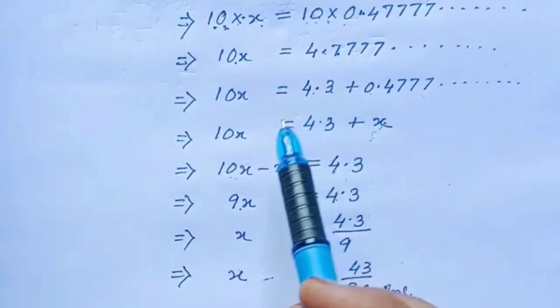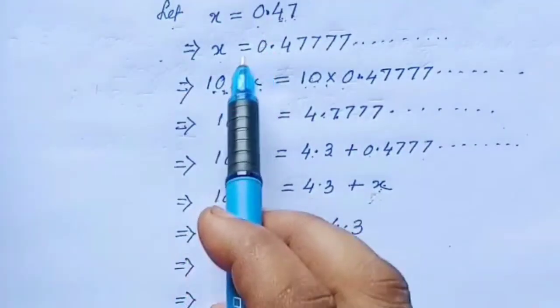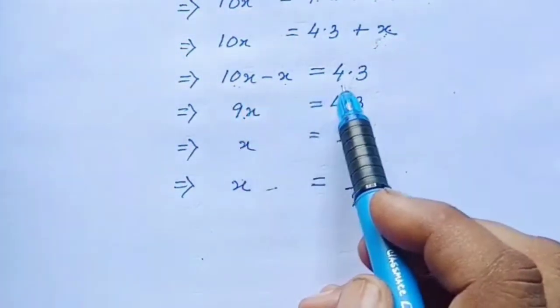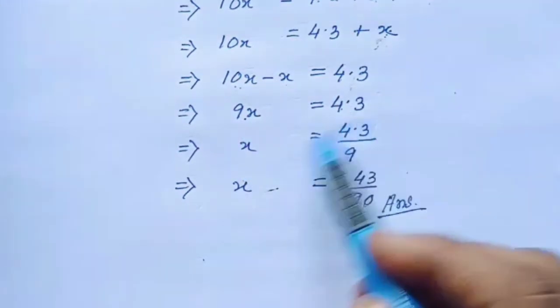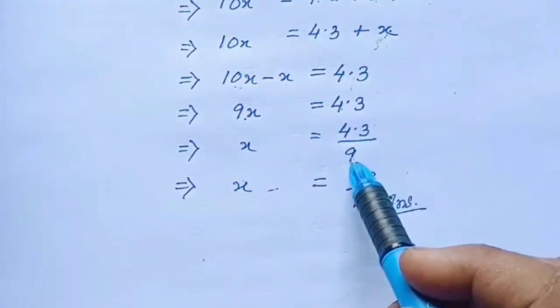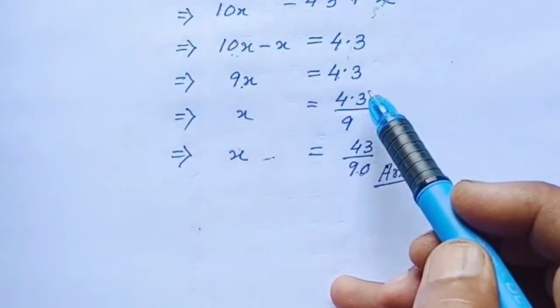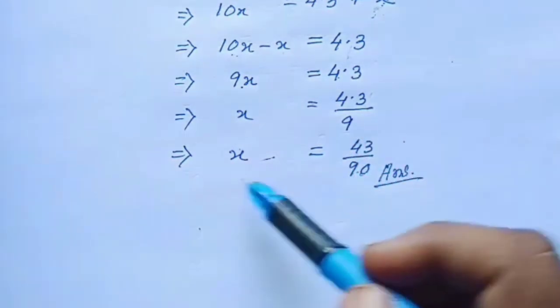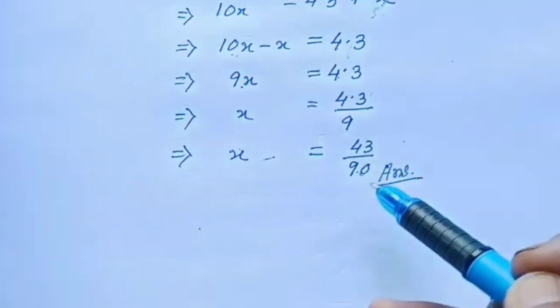0.477 is our x. This is our x. So 10x minus x equal to 4.3. So 9x equal to 4.3. So x equal to 4.3 divided by 9. Now the decimal point is shifted, and a 10 will come just to the right side of 9. So it becomes x equal to 43 divided by 90, which is our answer.